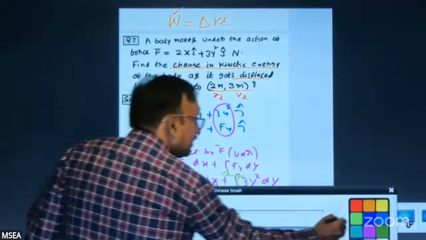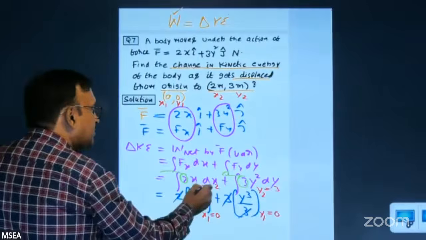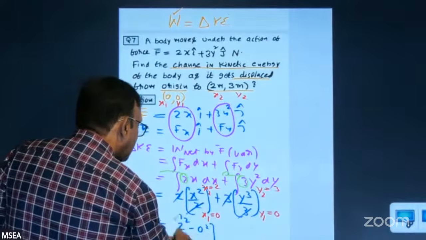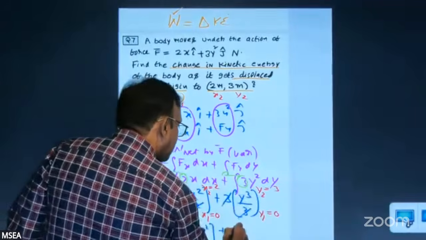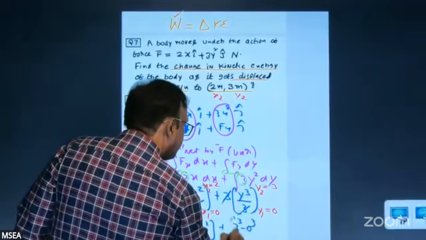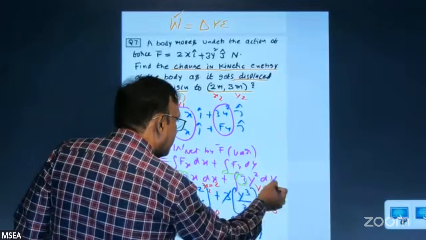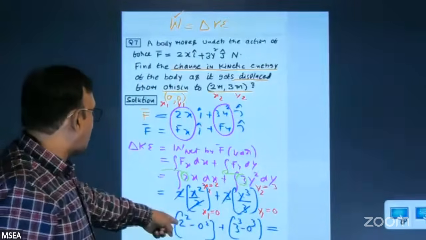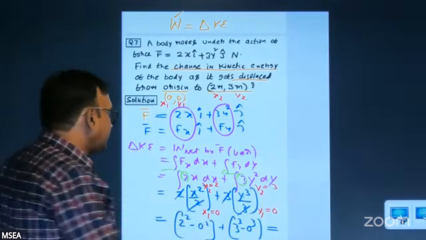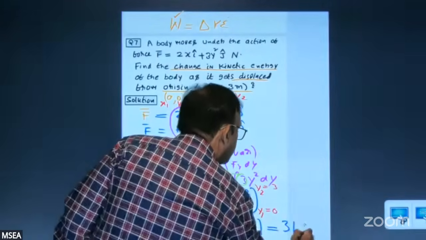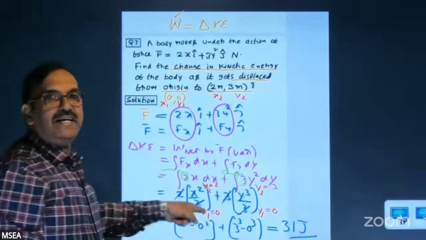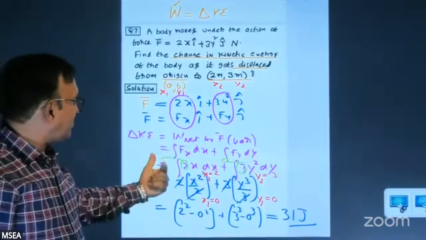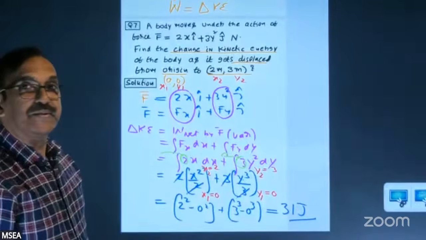After you write the limits, you have to substitute. For x, the upper limit gives 2 square minus 0 square, and for y it is 3 cube minus 0 cube. In place of y you write 3 first and then 0, and simplify. It is a happy 4 plus 27, so this is 31 joules. That is the change in kinetic energy of the body. Once again, I repeat that mass is not required there, and that is the answer for this bit.